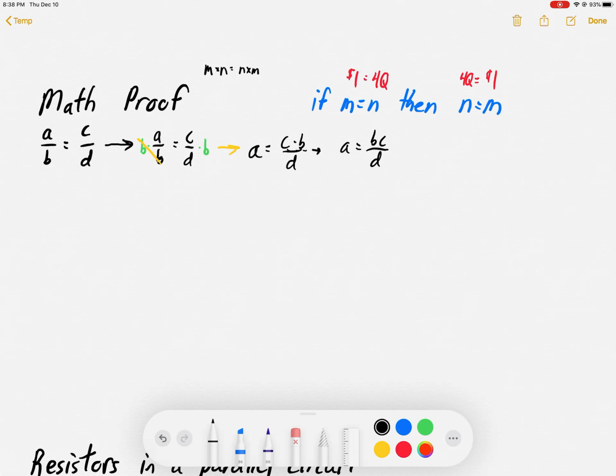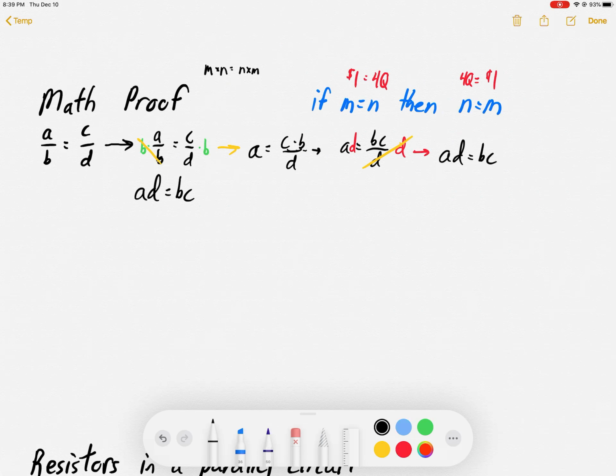Okay. I want to do the same thing now, but to D. I'm going to multiply both sides by D. That gets it out of the denominator on the right-hand side. And so then what I'm left with is A times D is equal to B times C. And you may be wondering, what does this have to do with anything? And don't worry, I'm getting there. A times D equal to B times C.